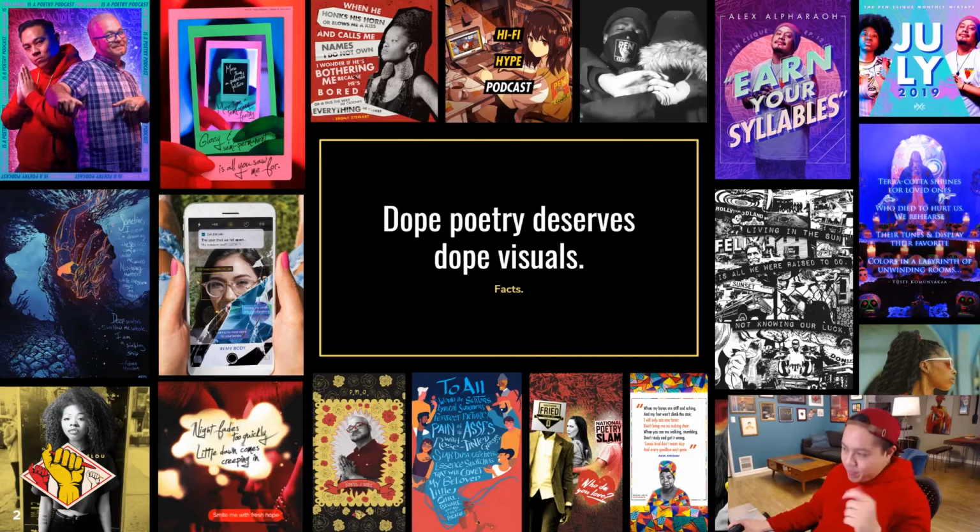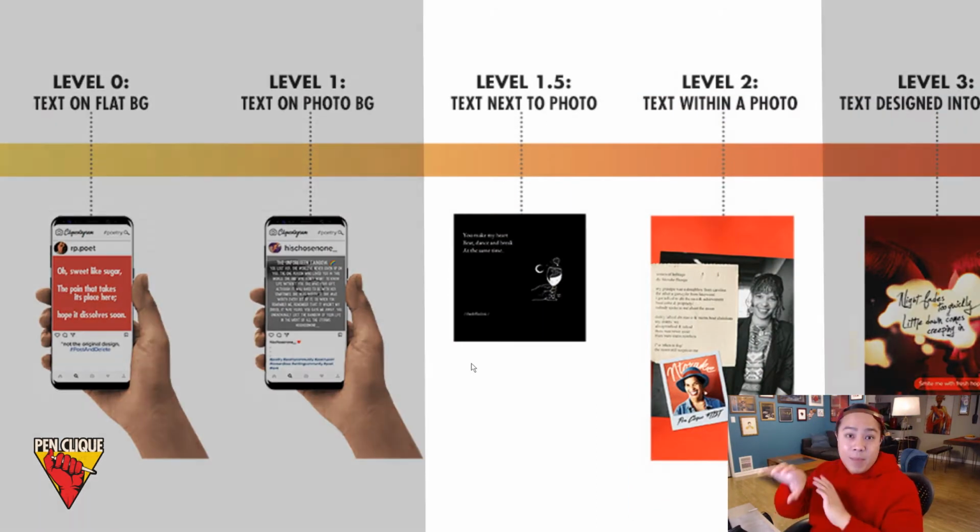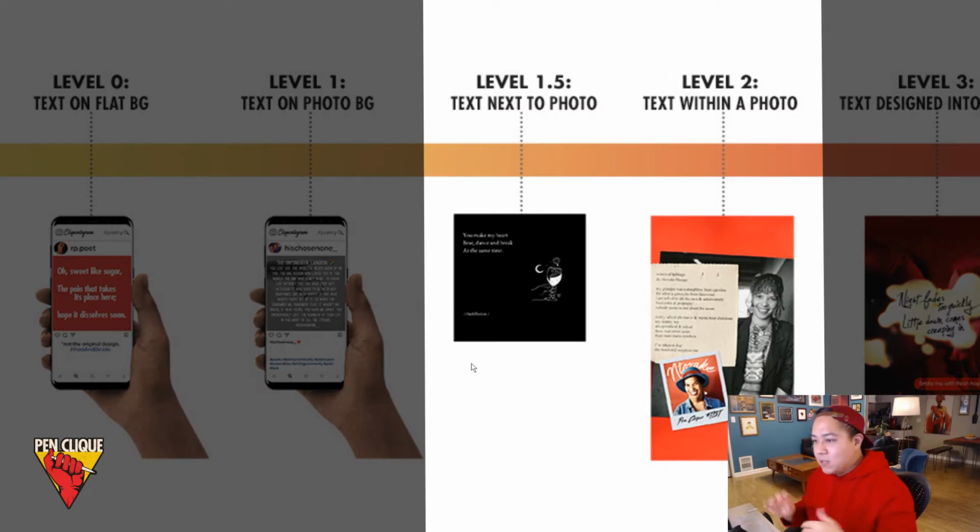All right, that being said, the levels of visual poetry. This is something that I covered a while ago in a previous tutorial, and this is around where we're gonna be at for today, level 1.5 to level 2. Level 2, you're starting to layer photos, composite photos, and try to make the poetry seem like it's in the scene.